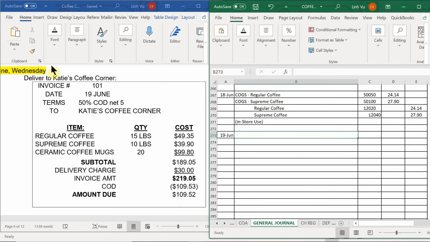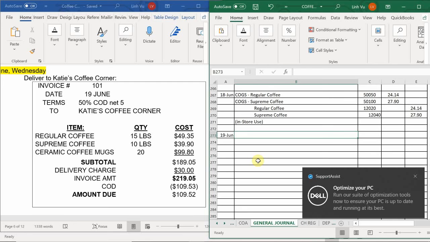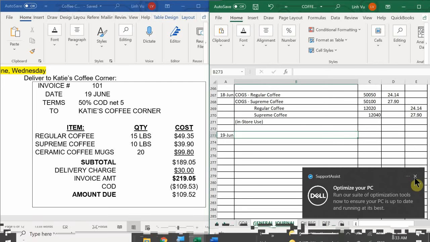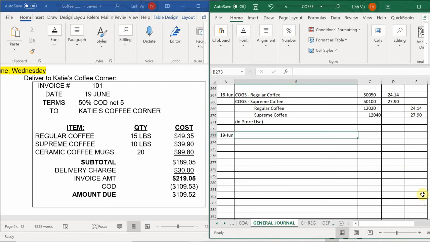Right, Albert is finally delivering his coffee to his customer, Katie's Coffee Corner. Is this a similar entry as when we record the sales in our in-store? We just start with sales and checking. Okay, yes. Good. Don't we start with accounts payable first, then checking?